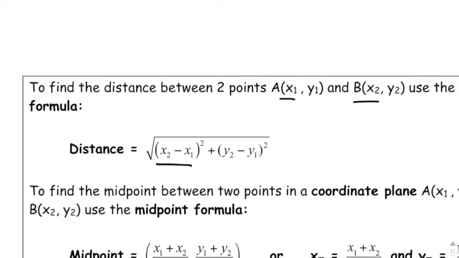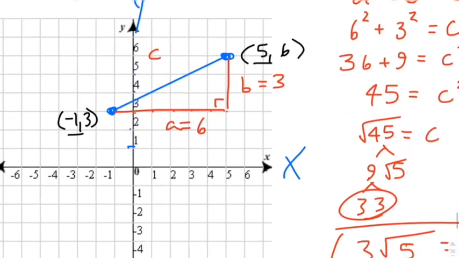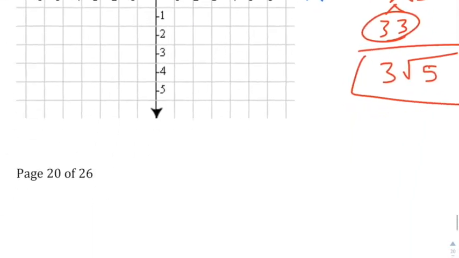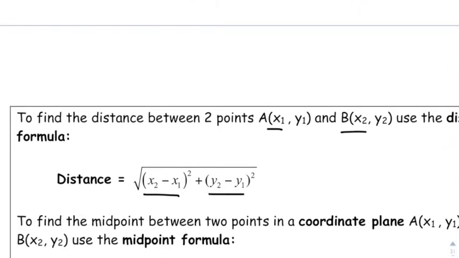Okay, now you do the same exact thing for your y values. So notice here we had the 6 and we had the 3. We did the difference there. We counted up. We said that was 3 units. That's this next part right here.